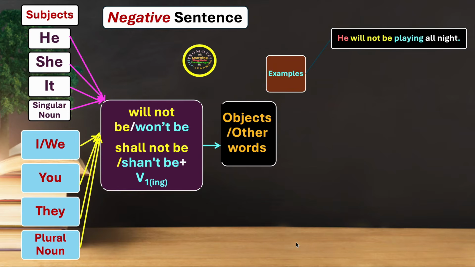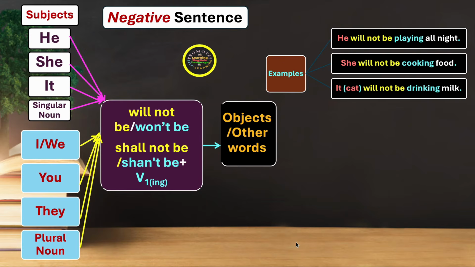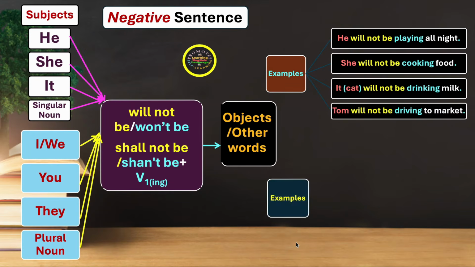See the examples. He will not be playing all night. She will not be cooking food. It for cat will not be drinking milk. Tom will not be driving to market. We have some more examples.